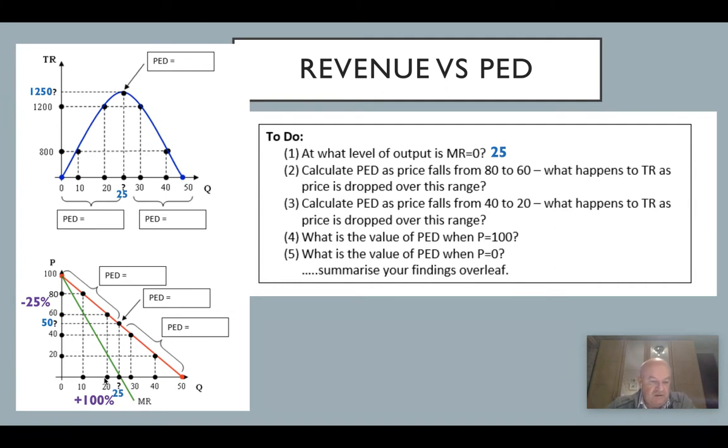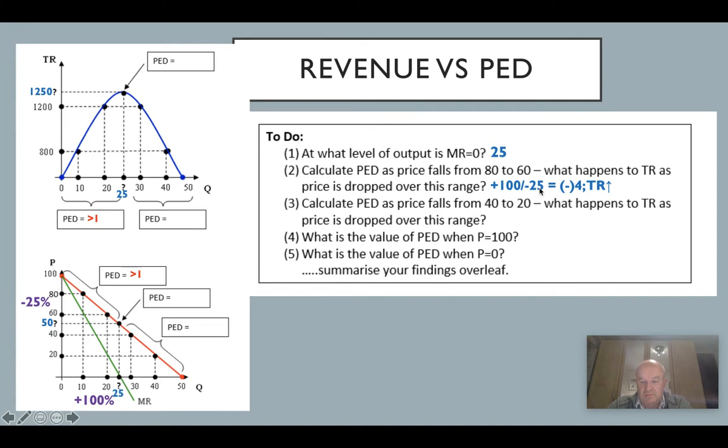Okay, so clearly, if we've got an original price of 80 and it's gone down to 60, we've got a 25% fall in price. And in this case, at that price change, we've actually had a 100% increase in the amount that people have bought. So it's gone from 10 to 20. So in this instance, very simply, you can see that we've got a plus 100. So we've got the percentage change in quantity divided by, in this case, the percentage change in price.